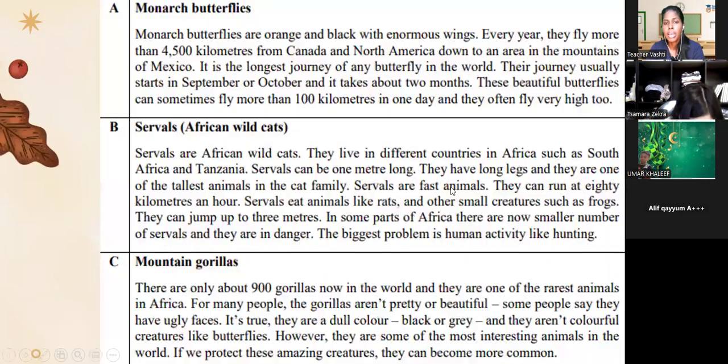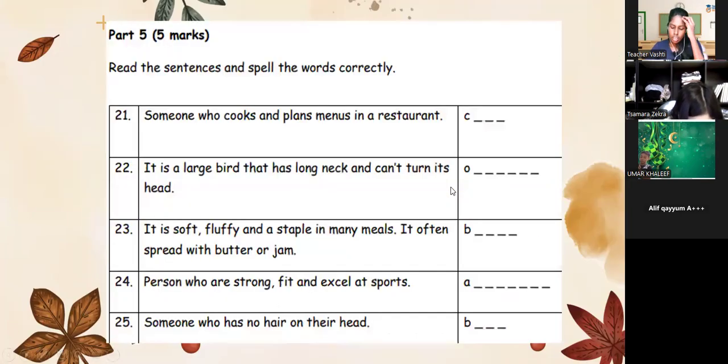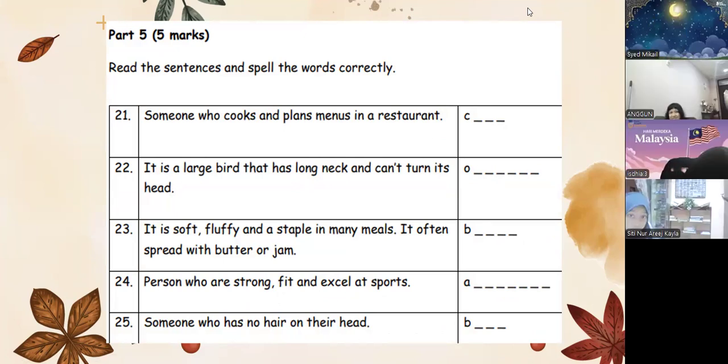All right, let's come back. Part 4, I will allow you to do it at home. Let's move on to part 5. Part 5 is where you have to read the sentences and then you have to spell the words correctly. Make sure you remember your spelling is very, very important. You can write your answers for number 21 to number 25. I will give you some time.